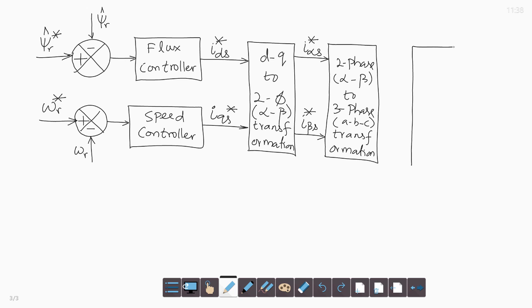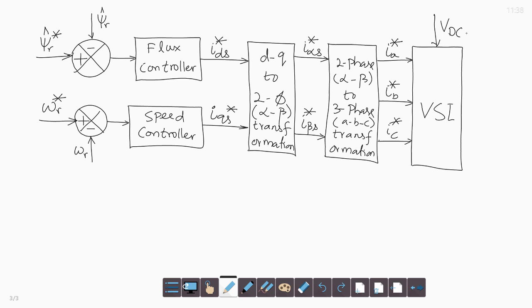Which gives the command value of 3 phase currents IA star reference value, IB star, 3 phase current commands IA, IB, IC star to the voltage source inverter. Voltage source inverter gets the DC voltage input and the command value of the current and generates the same currents IA, IB, IC and feeds it to the motor M, induction motor.